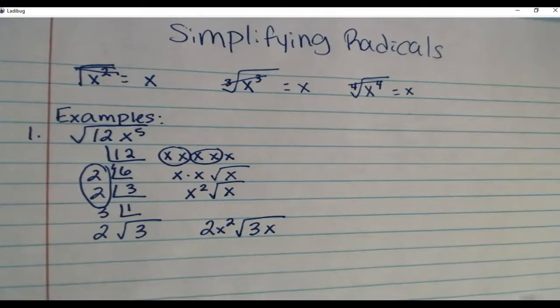Any questions? So you're still pairing them up the same way. You're just bringing out variables. And you can have multiple variables. You could have x, y, z. It's not just going to be one. It could be multiple.